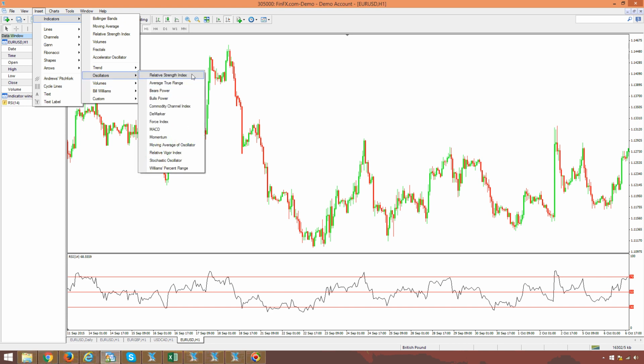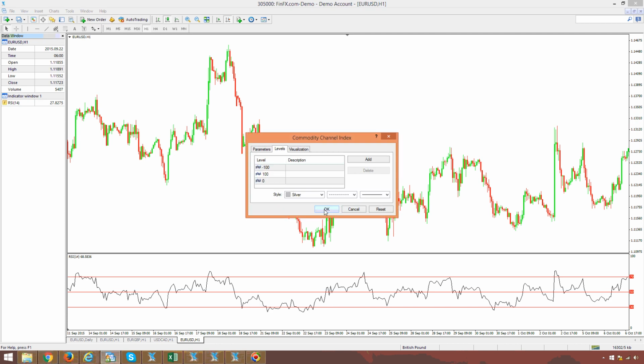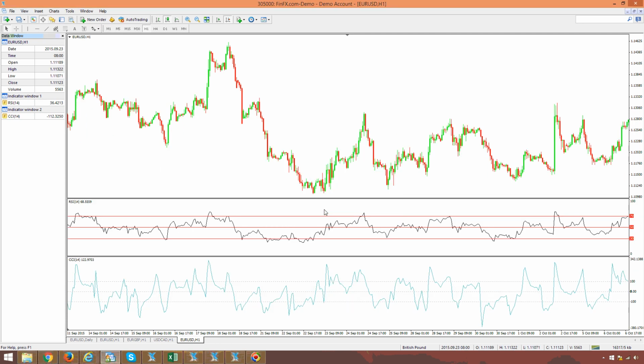So we have the relative strength index. Let's go with the commodity channel index, for example. This is the CCI, or the commodity channel index. If you look at the similarities between the oscillators, well, they are almost the same. You can trade divergences. For example, this is a divergence from here to here.